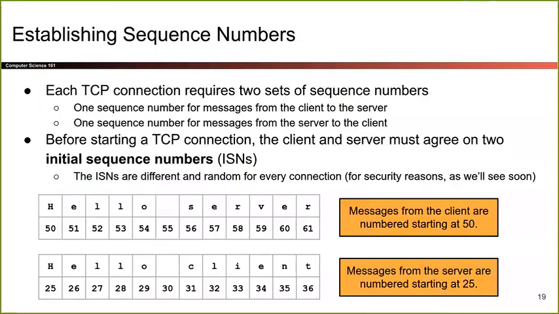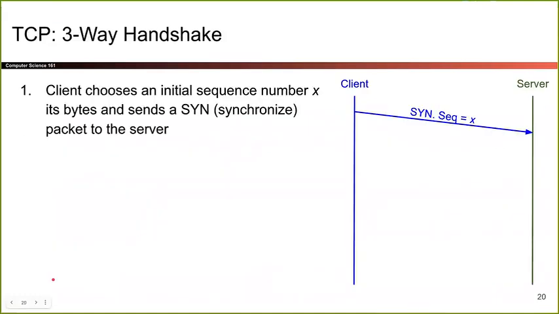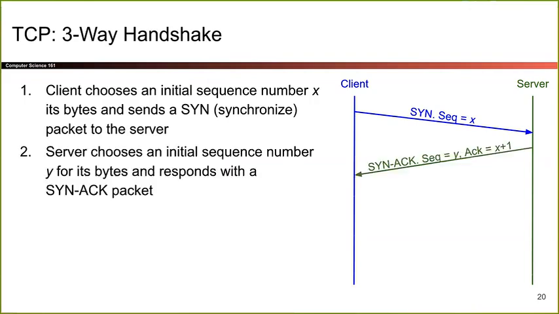Okay. So how do we agree on the numbers 50 and 25 here, right? They both have to agree that the client is going to start at 50 and the server is going to start at 25. The way this works is called a three-way handshake. There are three messages sent to confirm this. The first message is called SYN, or synchronize. The client says, hi server, here's my initial sequence number, it's X. Any message that I send you, I'm going to number starting at X. So the first message I send you is X, the next one's X plus 1, the next one's X plus 2, the next one's X plus 3, and so on.